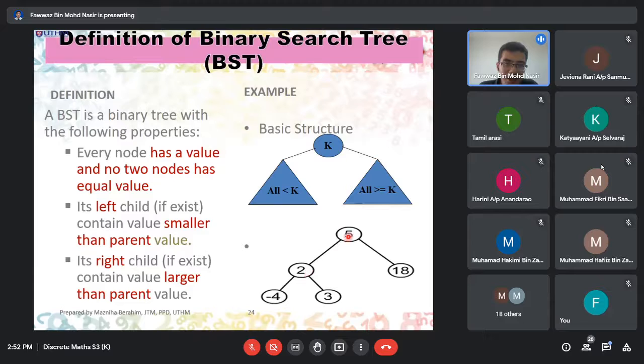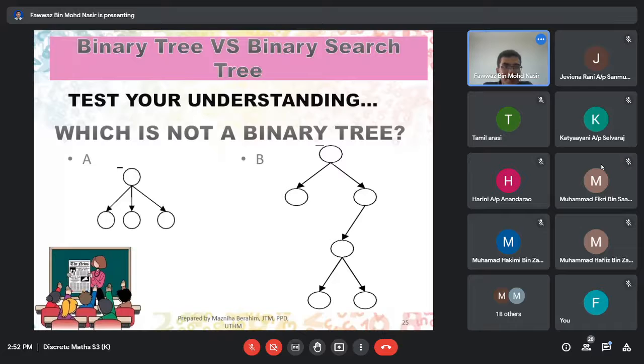Okay, this node is smaller than 5. So it is the same for these two nodes. Okay, -4 is smaller than 2, so dia jadi left child for 2. 3 is greater than 2, so dia jadi right child of 2. Okay. So, okay, daripada these two trees, tree A dengan tree B, yang mana bukan binary tree?